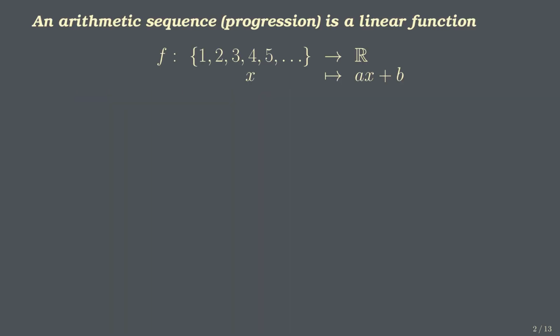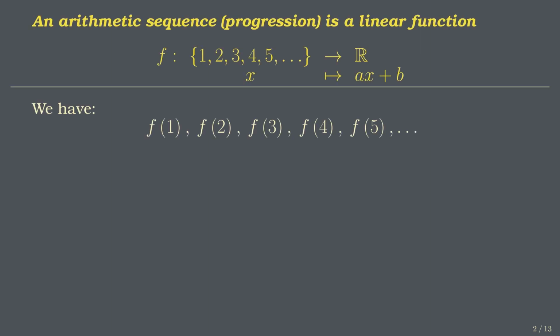By definition, an arithmetic sequence, or sometimes we call them arithmetic progressions, is a linear function from the set of positive integers into the set of real numbers, sending an element x to ax plus b, where a and b are some real numbers.